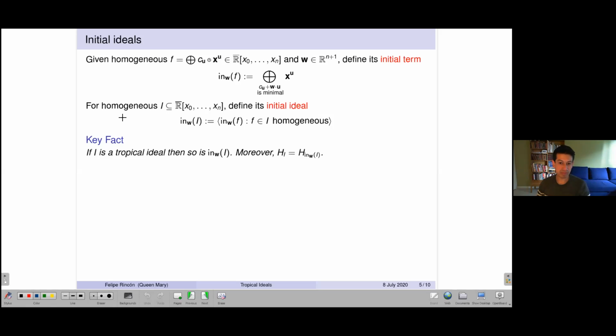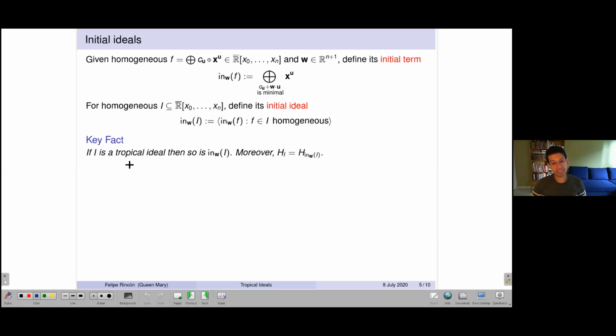But you can define the initial ideal of a whole tropical ideal I. The initial ideal of I is the ideal generated by all the initial terms of all polynomials in I. And you can just take the homogeneous ones if your ideal I is homogeneous. So this is just mimicking the theory of initial ideals we have for classical ideals.